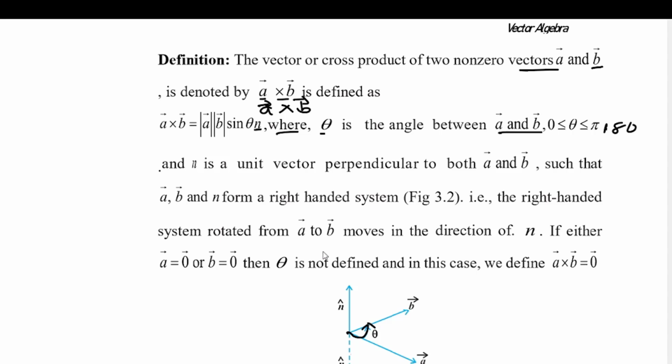So what we are trying to say again is that if either vector A equals 0 or vector B is equal to 0, then the angle is not defined. So if vector A is 0 and B is also 0, then the angle between the two vectors is not defined in this case. And for that matter, the cross product of these two vectors will be equal to a 0 vector because there is no angle defined in this case.